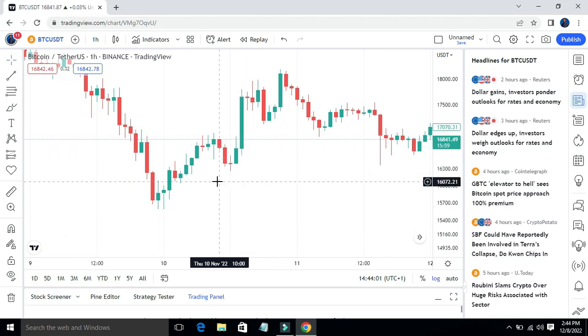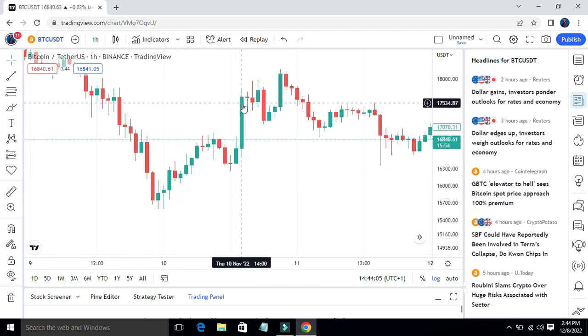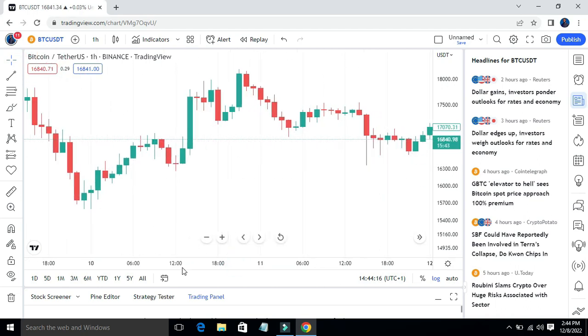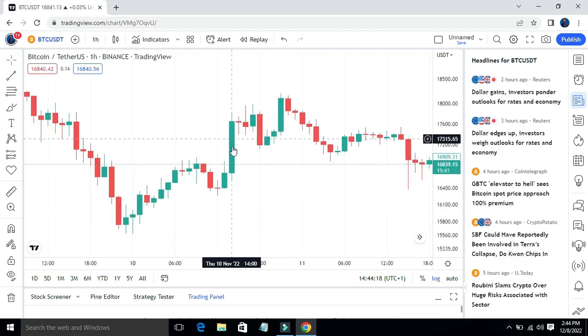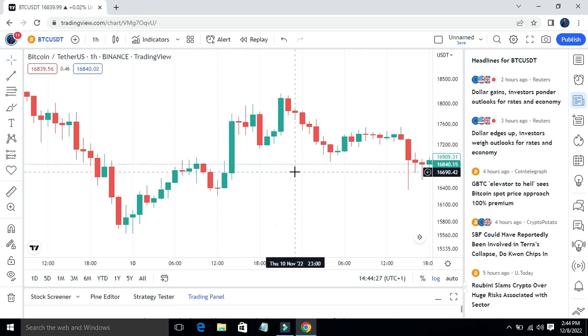All right, a candlestick is made up of a body and a wick. This body and wick have their significance. So here is the body, this big part of the candle, and then these ones that look like a line are the wick. So the candlestick is made up of a body and a wick.